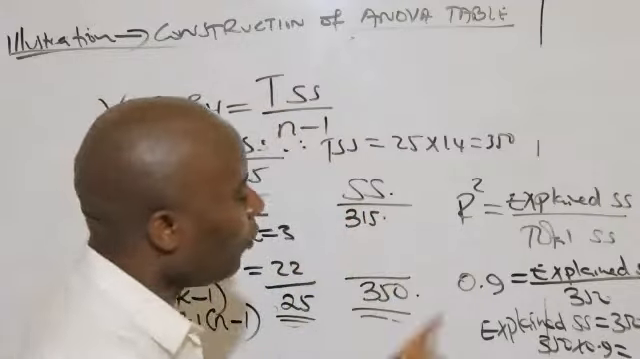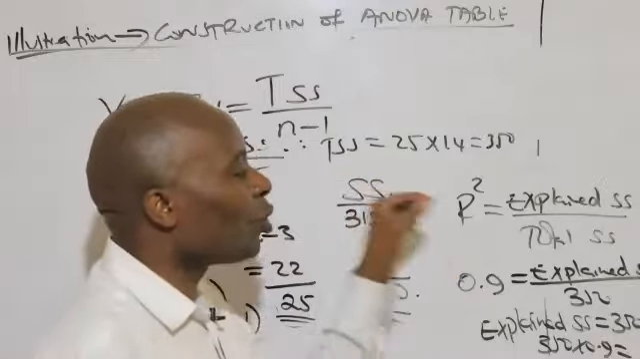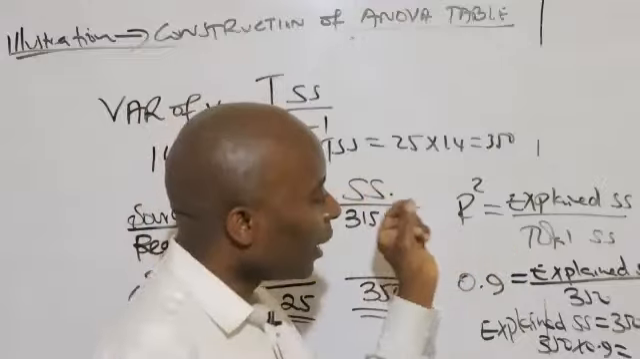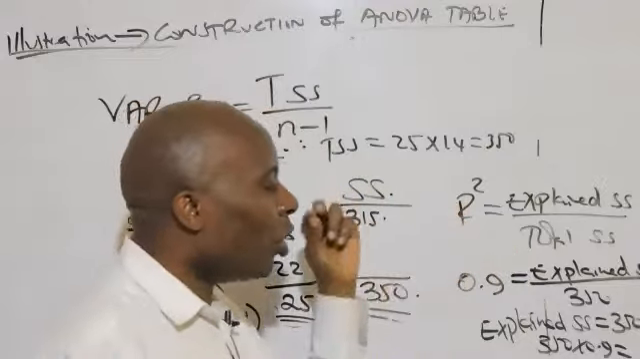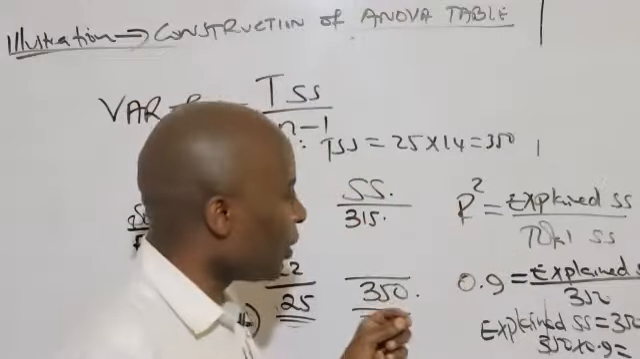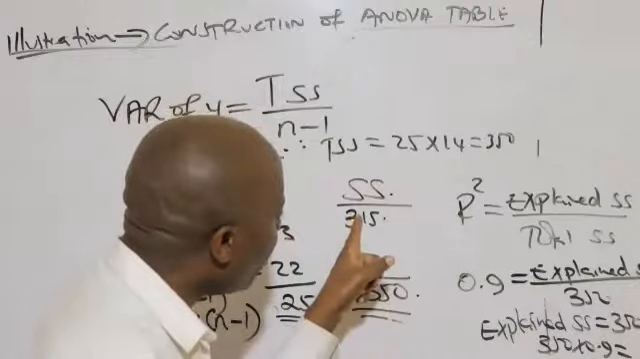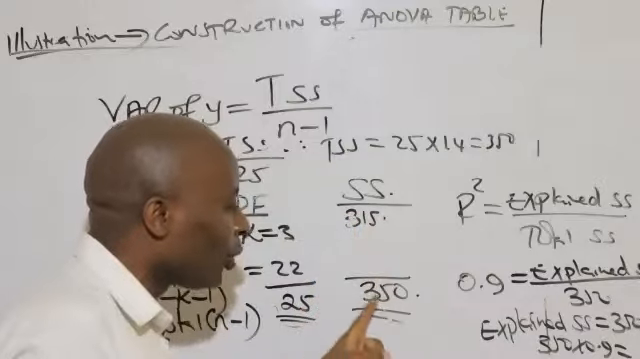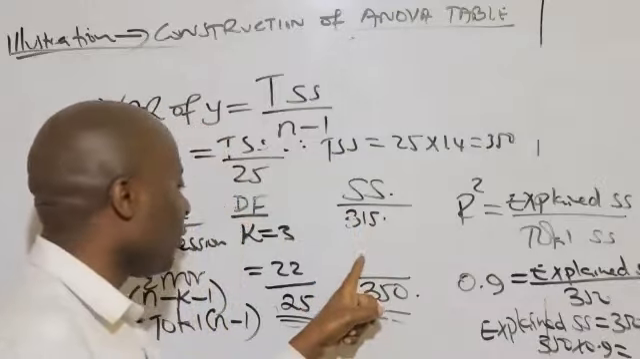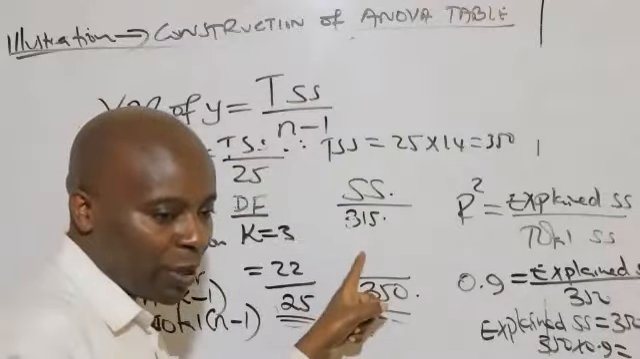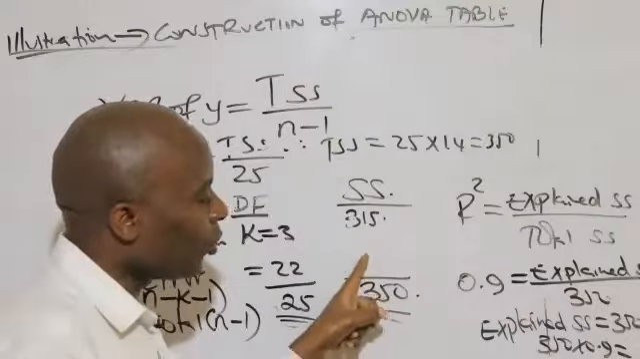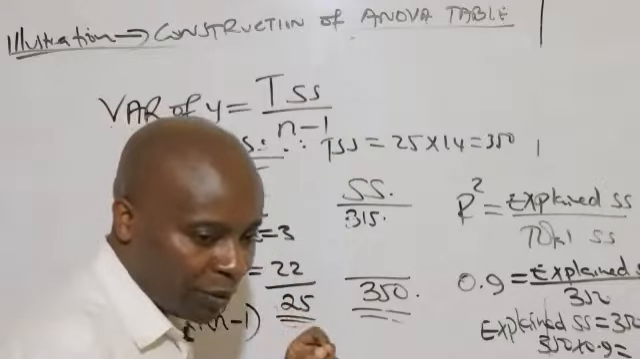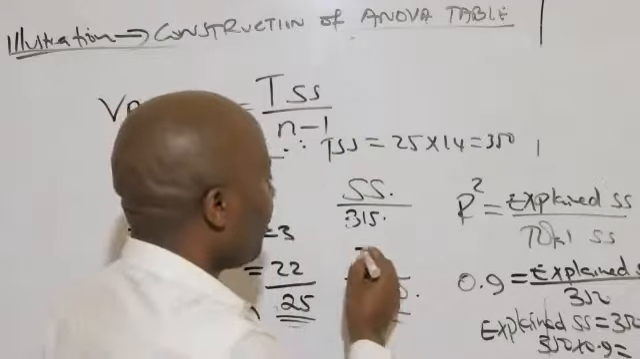Don't forget our formula of R squared also makes use of this SS. We normally take the explained sum of squares all over the total sum of squares. So now having gotten these 315, knowing very well that these two must add up to 350, the balancing figure here will be the error sum of squares. So you can give me this error sum of squares. 350 minus 315 gives me what figure? 35. That gives me 35.